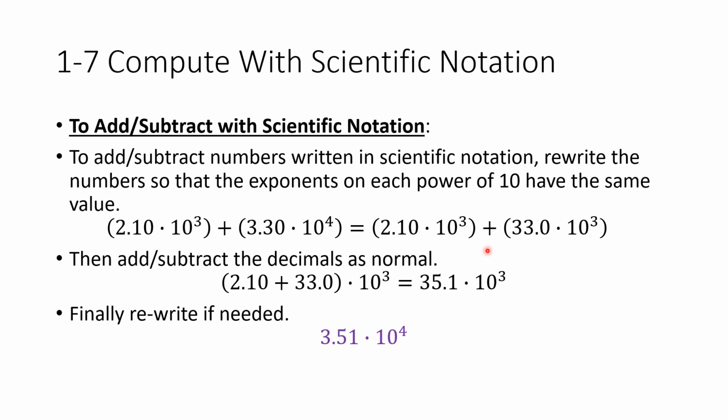2.10 plus 33. That should give you 35.1 times 10 to the 3rd. Once again, bigger than 10, unacceptable. You have to rewrite. Make it 3.51 times 10 to the 4th now. We move the decimal over 1 to the left, so your exponent will go up. All right, let's go through the last example and we're done.